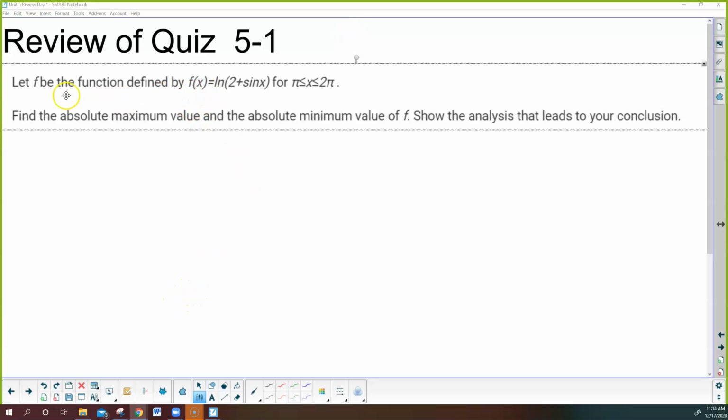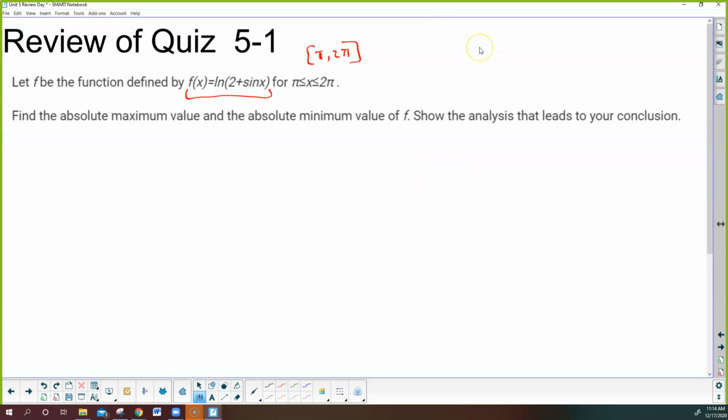So please follow along. You don't have to write any of this down, but let f be the function defined by this function here. Now notice we have the interval from pi to 2 pi. And if you would like, you could rewrite that just so it looks from there. Notice those are both hard brackets, so we're going to include pi and 2 pi. And our job is to find the absolute maximum and minimum. So what do we need? We need to take the derivative.